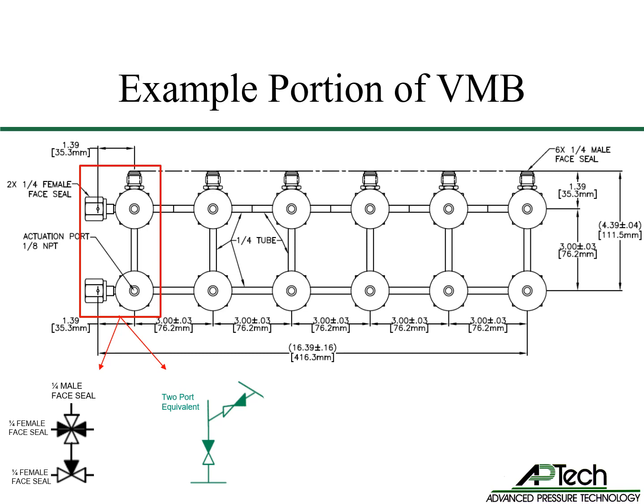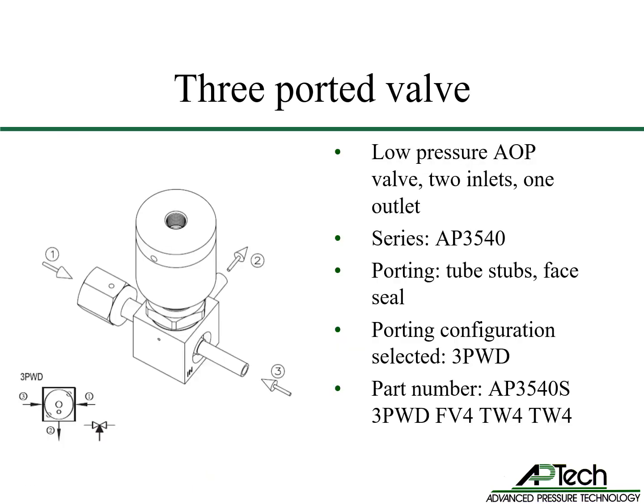Most APTech 1/4 and 3/8 inch valves can be used in reverse flow. Some applications use reverse port flow to minimize unswept or wetted volumes, such as this example. The 3-ported valve with 2 inlets and 1 outlet is a 3540 valve. The inlet port is 1/4 inch female face seal and flows through the body under the seat to the other inlet port with a 1/4 inch tube stub. The outlet port is opposite the inlet ports and is downstream of the seat. This is a 3 PWD flow pattern, which we reviewed prior.